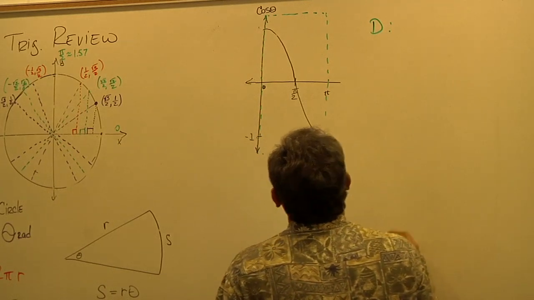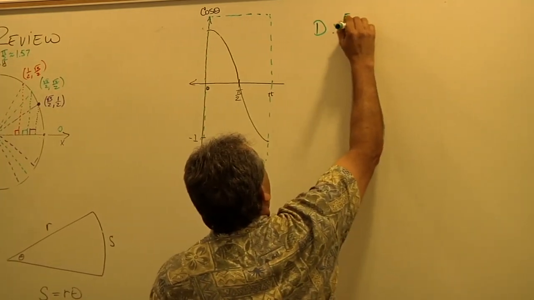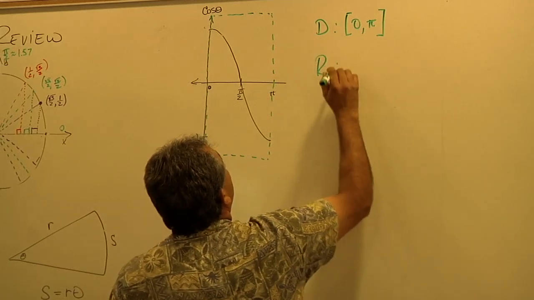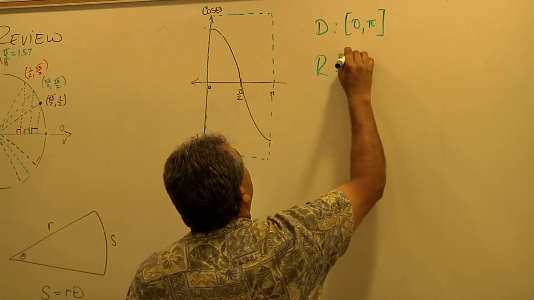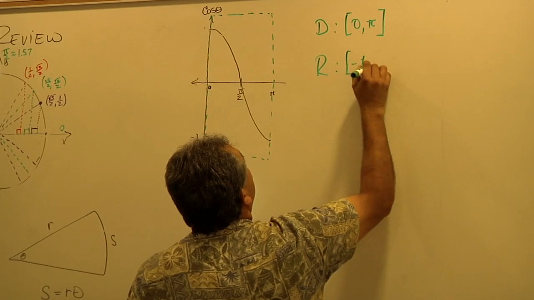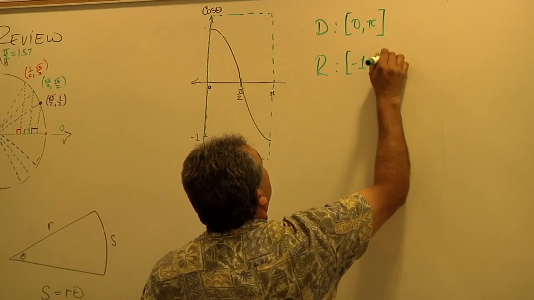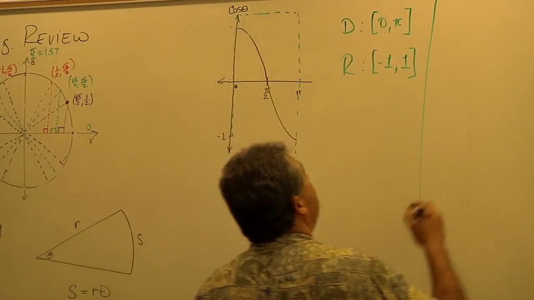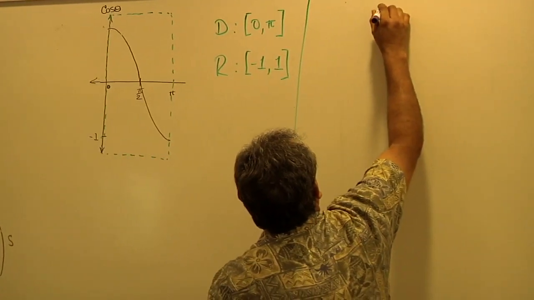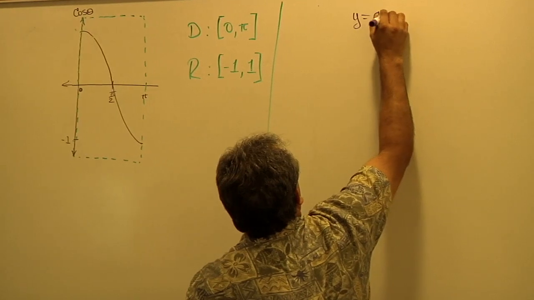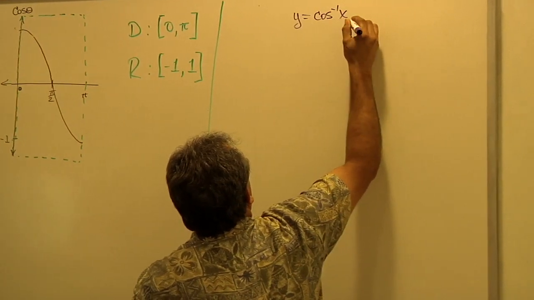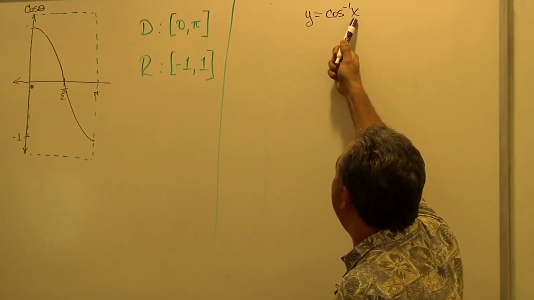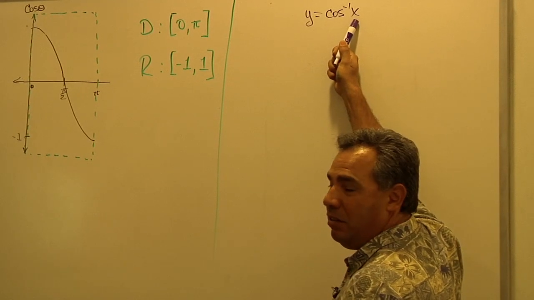What's my domain now? 0 to pi. What's its range? -1 to 1. Okay. So now, let's look at this graph. y equals inverse cosine of x. Now remember, y is the angle, right? x is the value between -1 and 1.